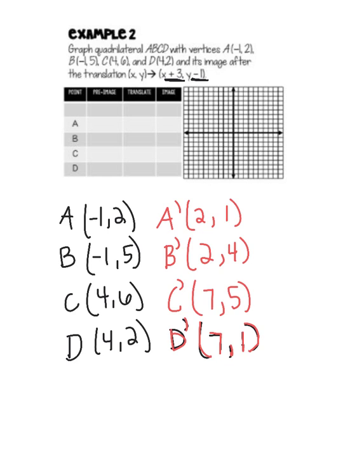Alright, so the next thing we want to do is we want to graph this. So point A at negative 1, 2. Point B at negative 1, 5. Point C is at 4, 6. And point D is at 4, 2. You're going to connect those lines. And now we've got a shape. Okay. This is our pre-image.